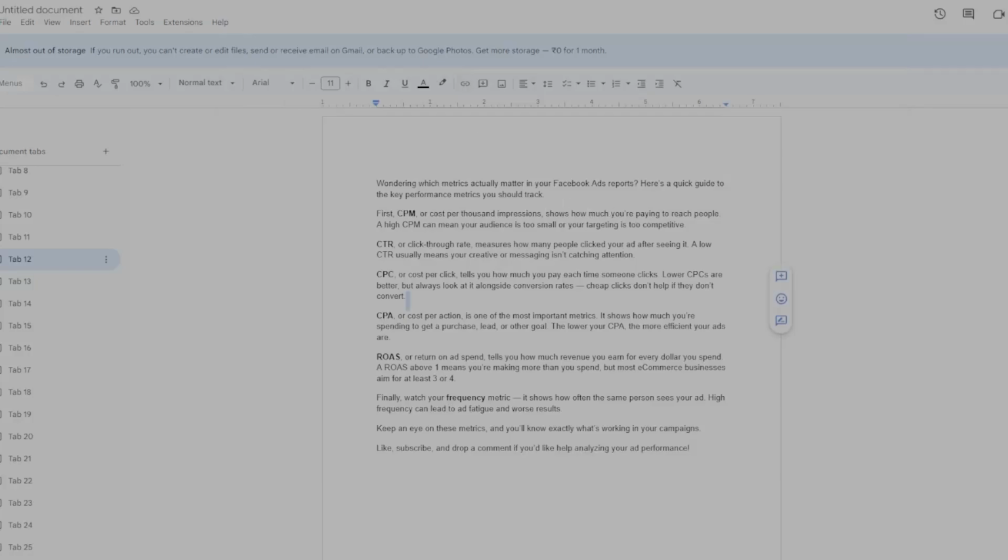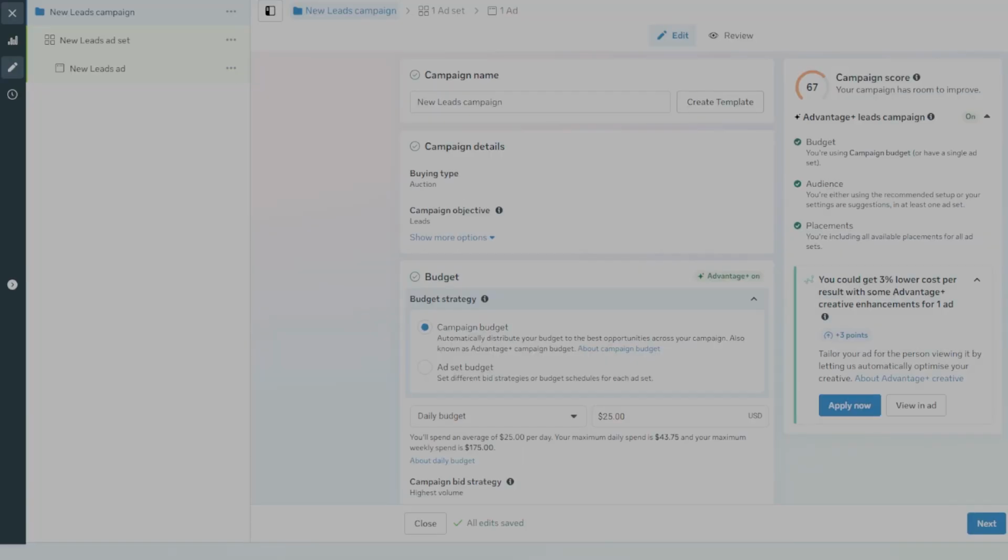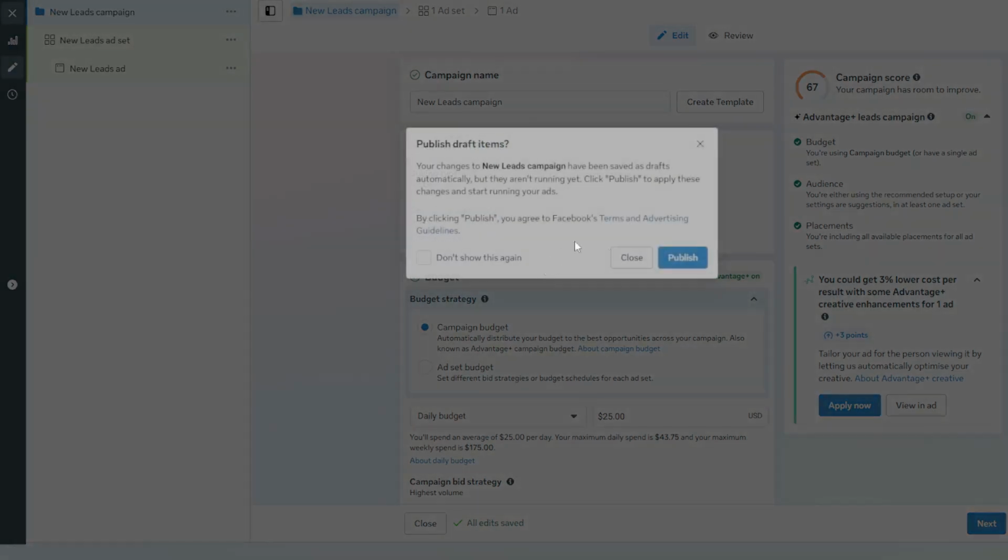Wondering which metrics actually matter in your Facebook ads reports? Here's a quick guide to key performance metrics you should track. First, you've got CPM, or cost per thousand impressions, which shows how much you're paying to reach people. A higher CPM can mean your audience is too small or your targeting is too competitive.